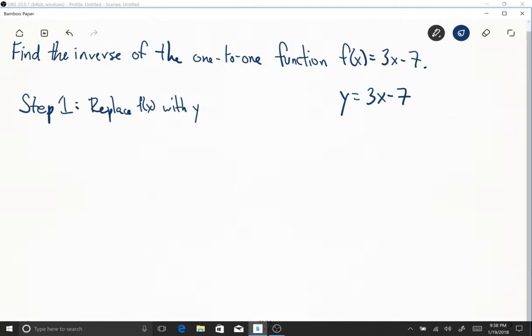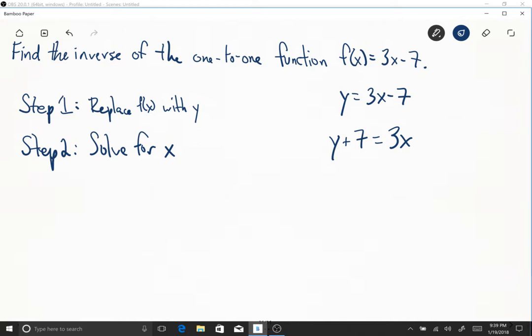Step 2. This is the trickiest part. Solve for x. Sounds easy, right? But it really can be the trickiest part of these problems. So in this case, you get y plus 7 equals 3x. Then we can divide both sides by 3, and we get y plus 7 divided by 3 equals x. Okay, so we solve for x.